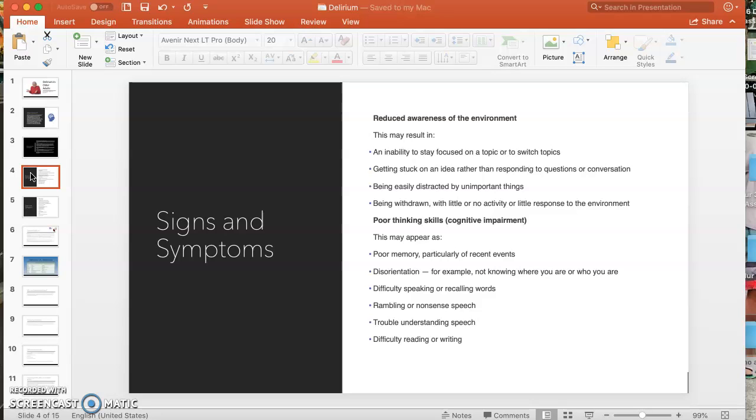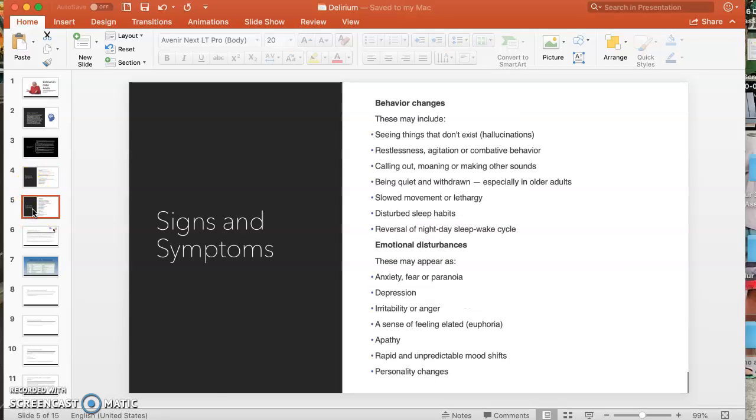Another symptom of delirium is poor thinking skills or cognitive impairment. This includes poor memory, particularly of recent events, disorientation, for example not knowing where you are or who you are, difficulty speaking or recalling words, rambling or nonsense speech, trouble understanding speech, and difficulty reading or writing.